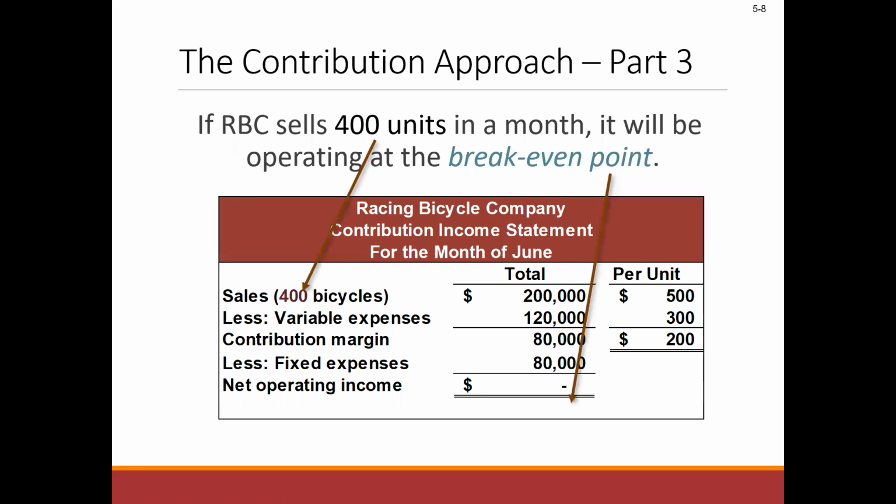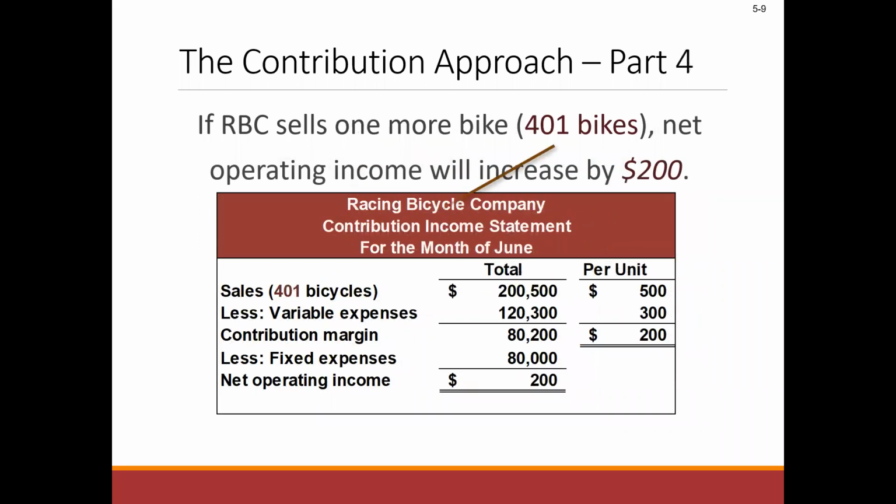If RBC sells 400 units in a month, then it will break even. So 400 units is their break even point. But you know, they want to do better than that. If RBC sells one more bike, so instead of 400 breaking even, a 401, then it's got a net operating income of 200 bucks.